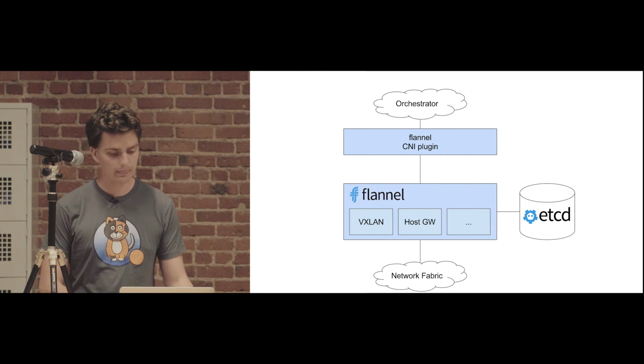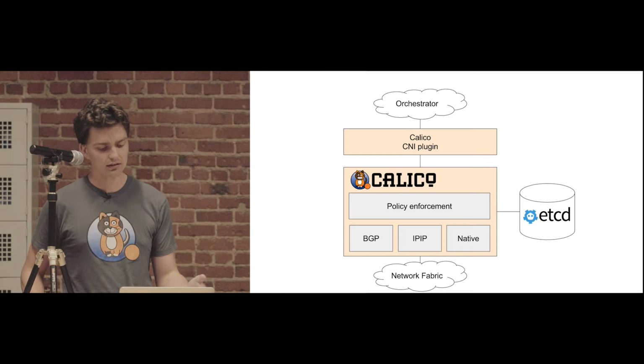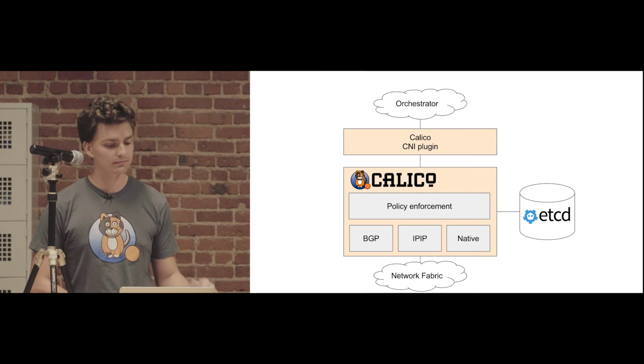And Calico, from a high level, looks quite similar, actually. It also has a CNI plugin that integrates with your orchestrator. And it also has an agent that runs on each of your hosts. This agent provides a couple of things. One, it does network policy enforcement. And two, it provides some additional backends. The important one in the Canal case is the native backend, which essentially says, hands off Calico, leave networking up to somebody else. And similar to Flannel, it uses etcd to coordinate state.